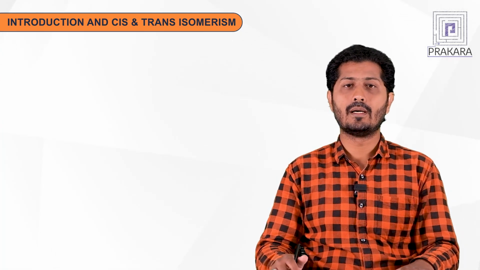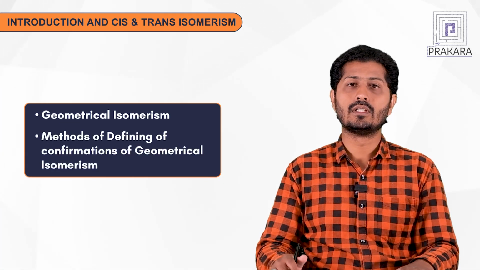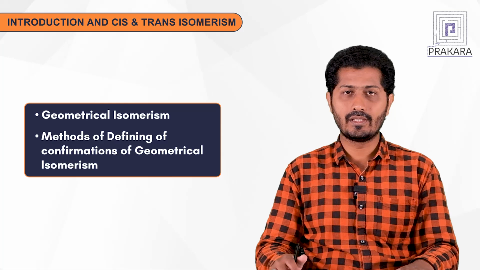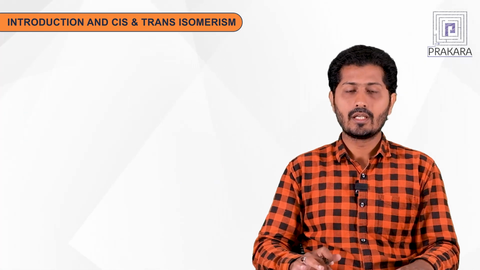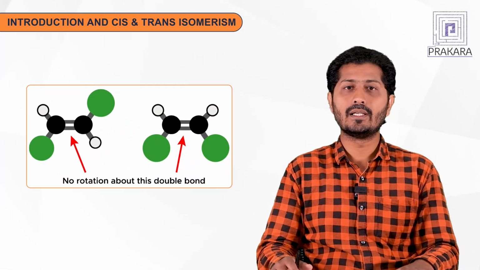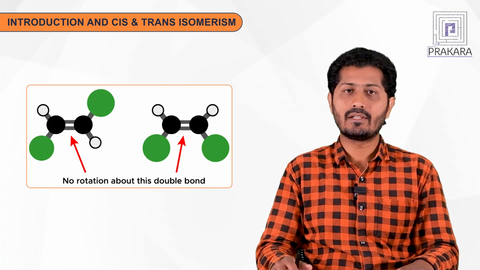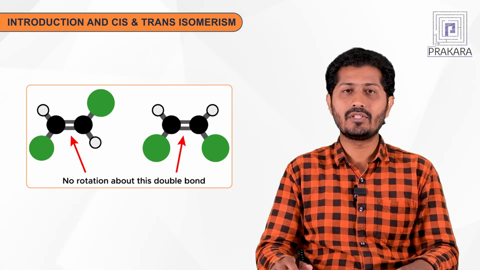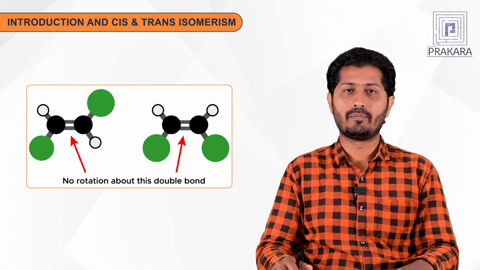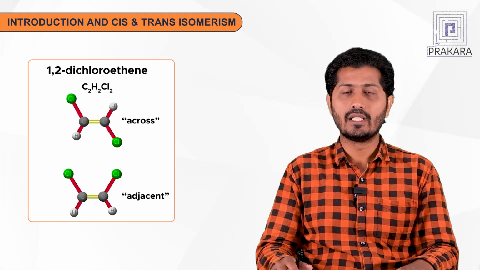Today we are going to discuss geometrical isomerism as well as the method of defining conformations of geometrical isomerism. Let us start. Geometrical isomerism is a phenomenon in which there is restricted rotation around a double bond. In this, the molecules have the same molecular formula, but they differ in the spatial arrangement around a double bond. If there is a double bond, or a higher molecule with restricted rotation, then it will exhibit geometrical isomerism.